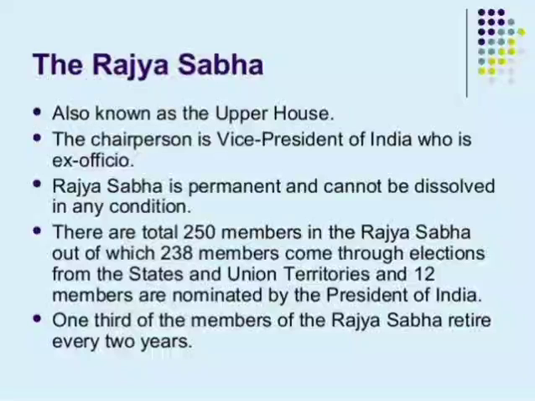One-third of the members of the Rajya Sabha retire every 2 years. The members of Rajya Sabha are not directly elected by the people. Members of the state legislative assemblies, that is MLAs, elect them. The age of members of Rajya Sabha should be more than 30 years.